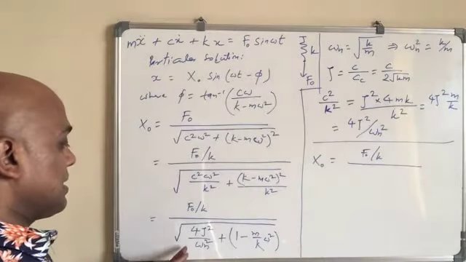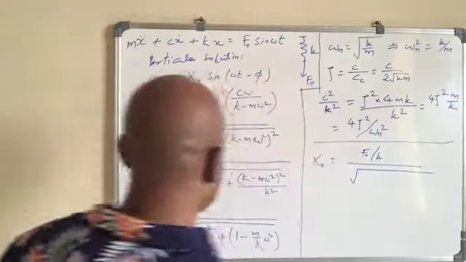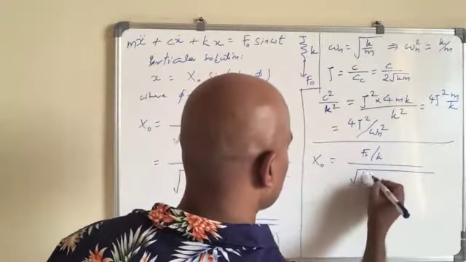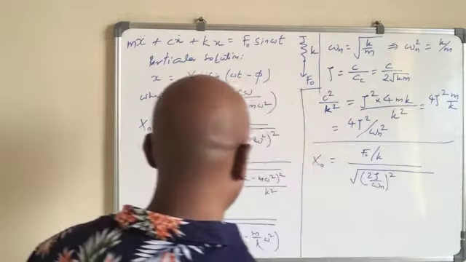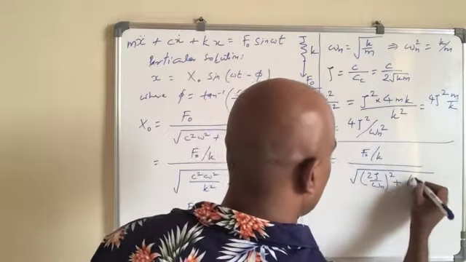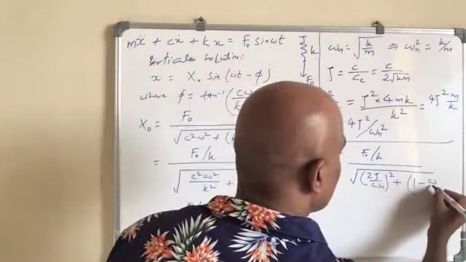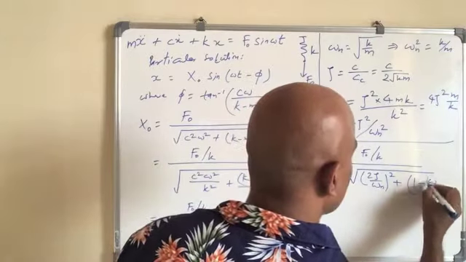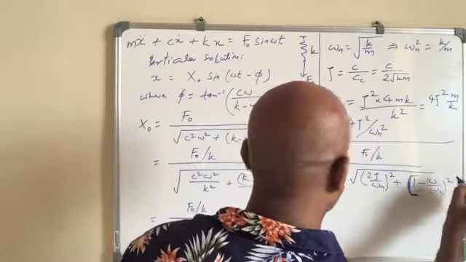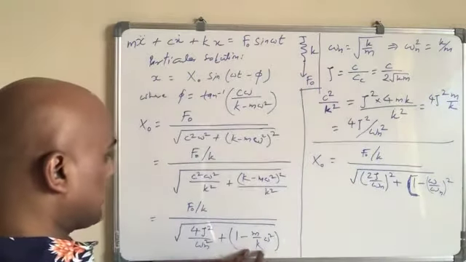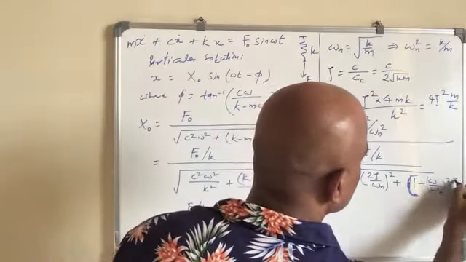and then divided by root of 2 zeta omega over omega n, whole square, plus 1 minus omega divided by omega n, whole square, like that. And here we have this. So this will be simply like this.